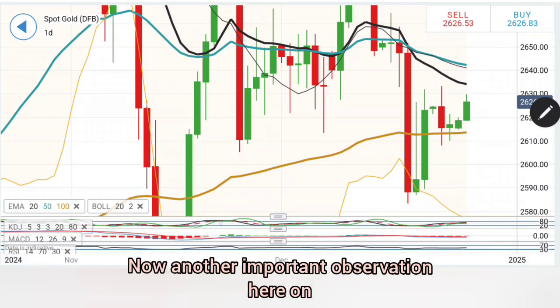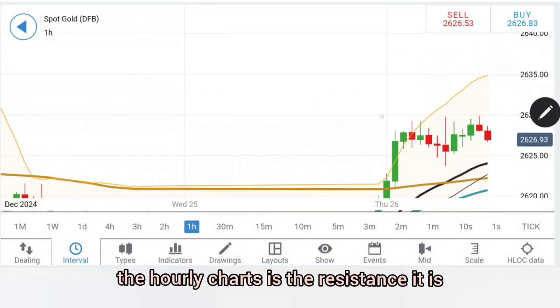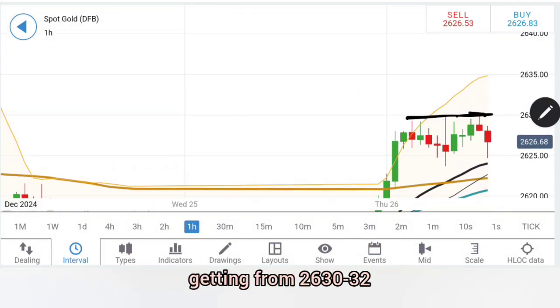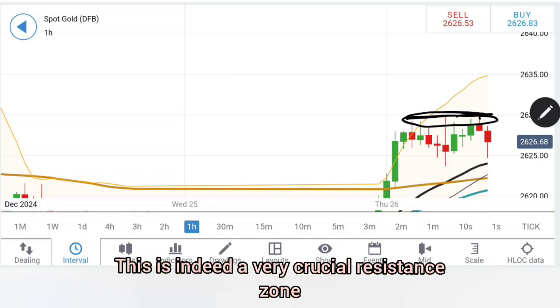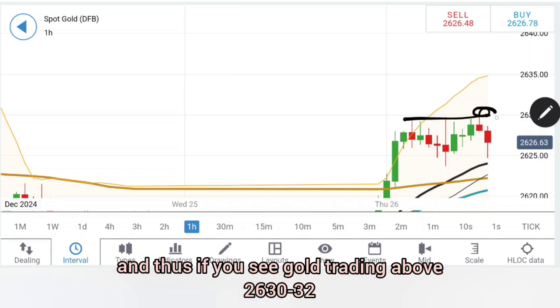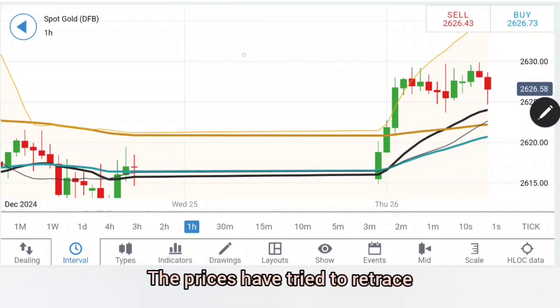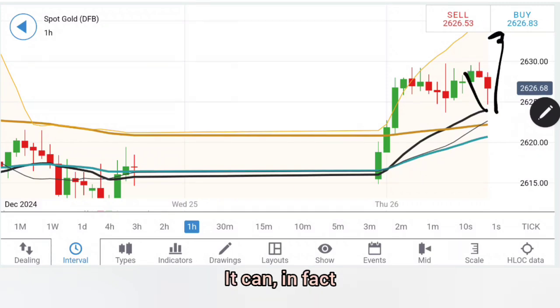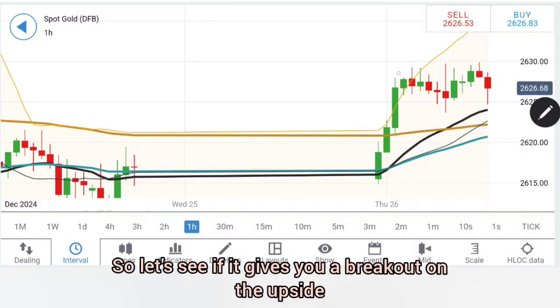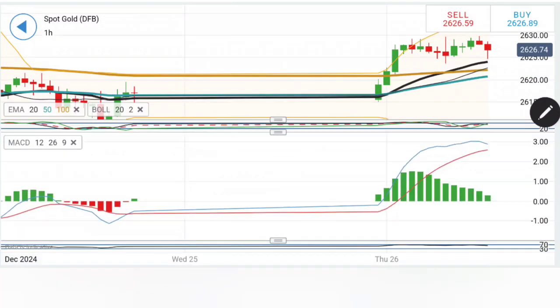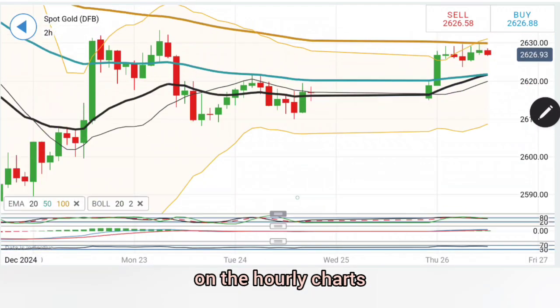Now, another important observation here on the hourly charts is the resistance it is getting from 2630-32. This is indeed a very crucial resistance zone, and thus if you see gold trading above 2630-32, you can stay bullish from there. Look at the moving averages, these have also crossed over. The prices have tried to retrace, it can in fact reverse from here. So let's see if it gives you a breakout on the upside. Indicators have certainly cooled down here on the hourly charts.